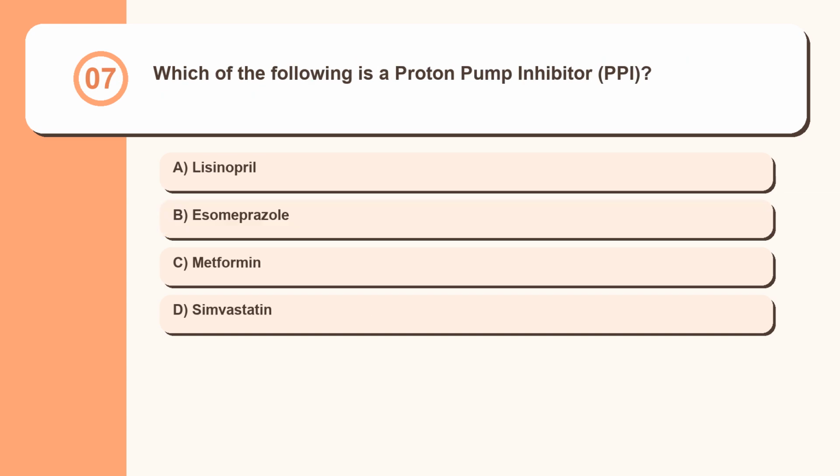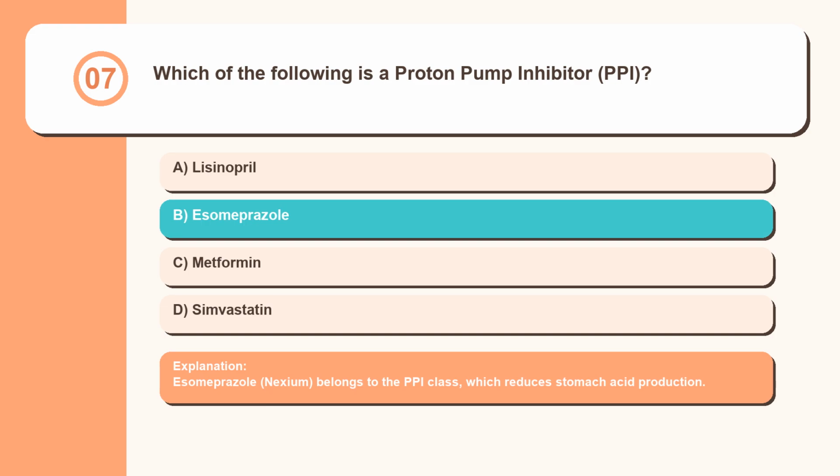Question 7. Which of the following is a proton pump inhibitor, PPI? Lisinopril, esomeprazole, metformin, simvastatin. Esomeprazole, Nexium, belongs to the PPI class, which reduces stomach acid production.